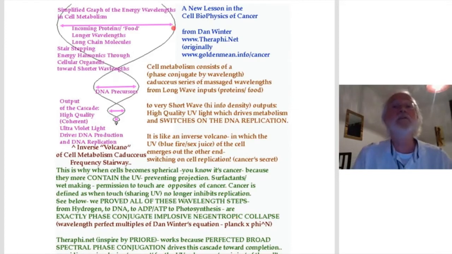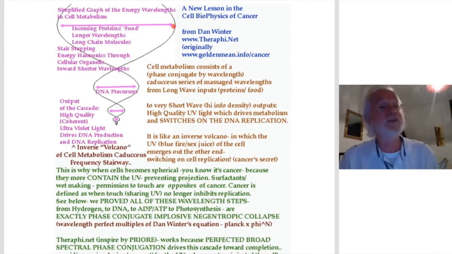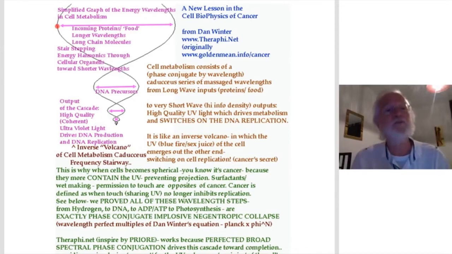Because cell metabolism is a sequence of steps. And visualize it oversimplistically, but usefully, incoming proteins as food are relatively long wavelengths. And metabolism is the process of taking the long waves, incoming protein, incoming food, etc., and massaging the envelope down a caduceus cascade to shorter and shorter wavelengths, which means increased order, increased information density. So you have food, proteins coming in, then you have DNA precursors, and ultimately you have the genetic material itself. And every biophysicist will agree that the motor of cell metabolism is high quality ultraviolet light, literally shortwave, blue fire, sex juice, whatever you want to call it.